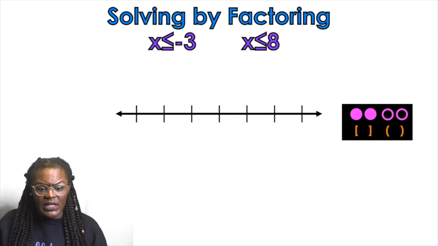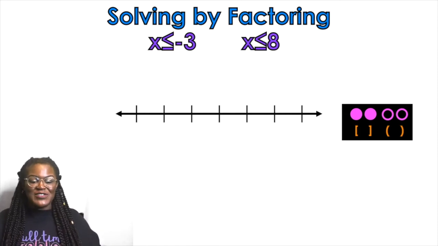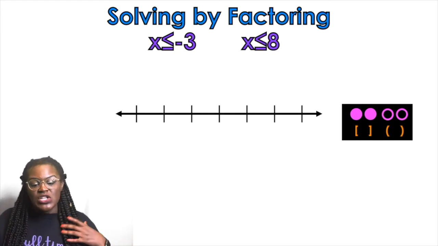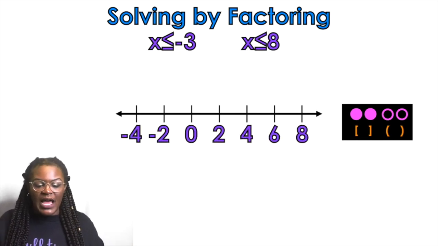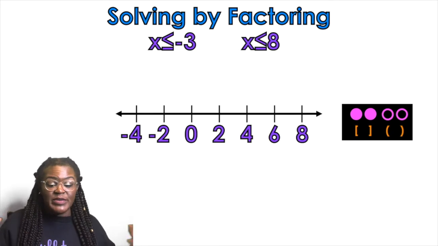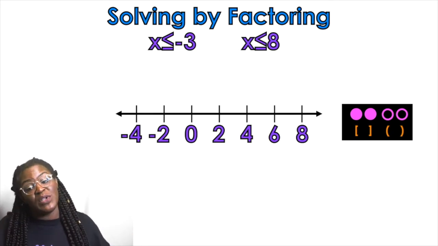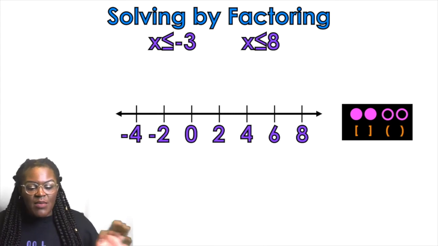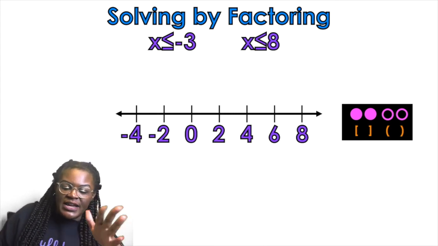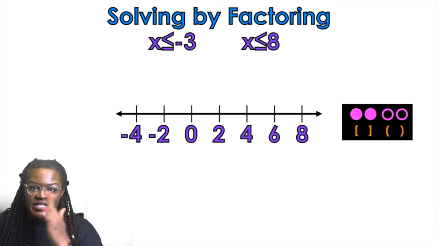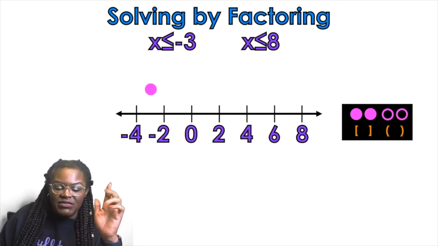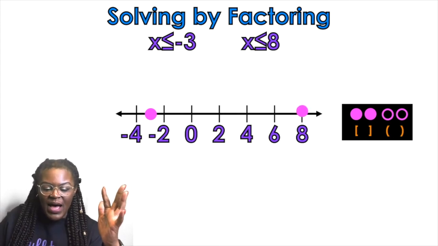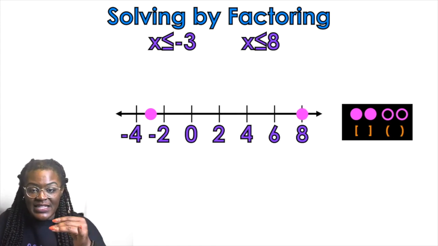Ooh, I did that really quickly. Anyways, so those are my two answers: x is less than or equal to negative 3, x is less than or equal to 8. So obviously I'm gonna set up a number line, but my numbers might have to be adjusted because I need to use a number line that fits negative 3 and 8. So this is the number line I chose. Notice I skipped by 2, so negative 4, negative 2, 0, 2, 4, 6, 8. So negative 3 is going to be in between negative 2 and negative 4, and then positive 8 is going to be all the way at the end.